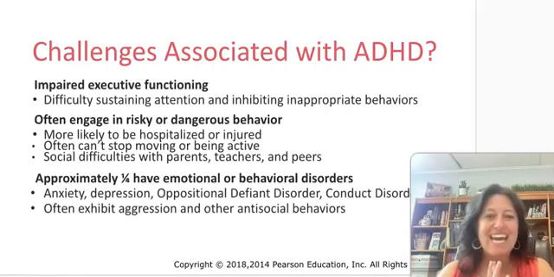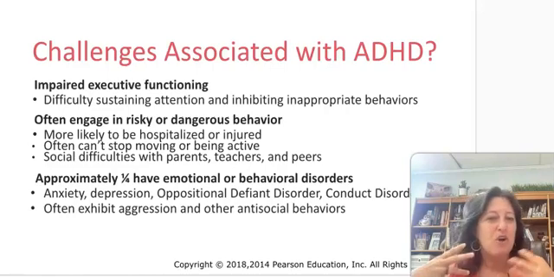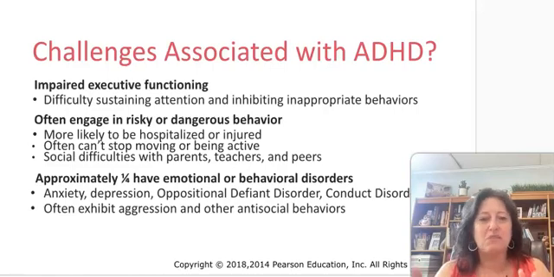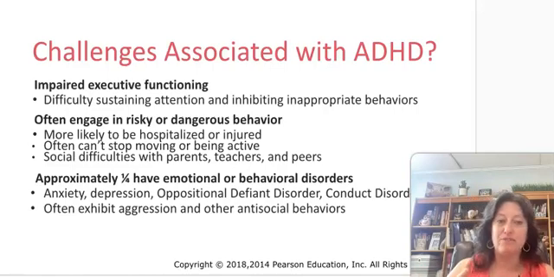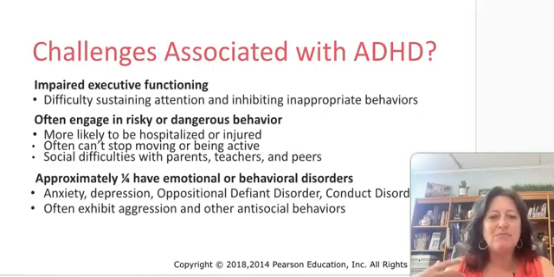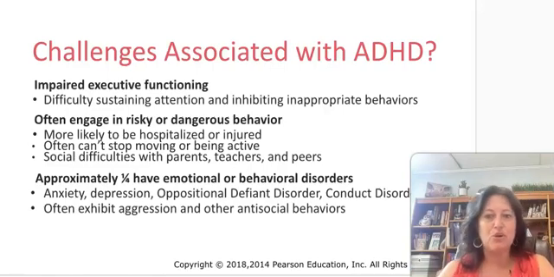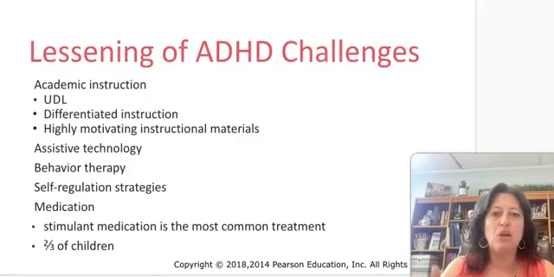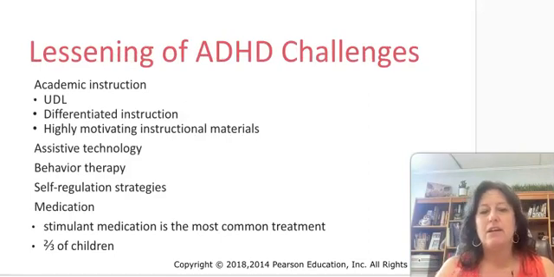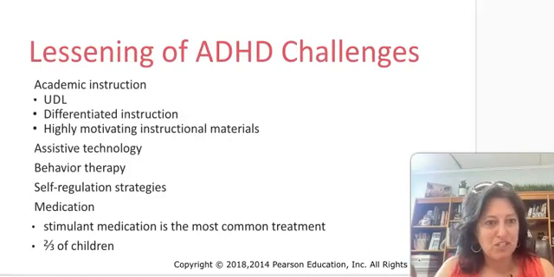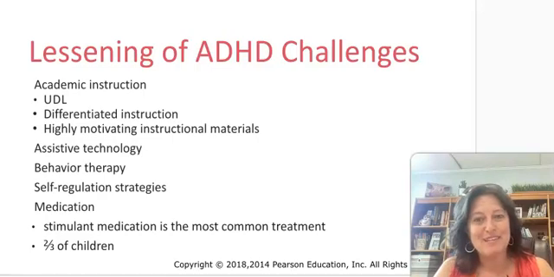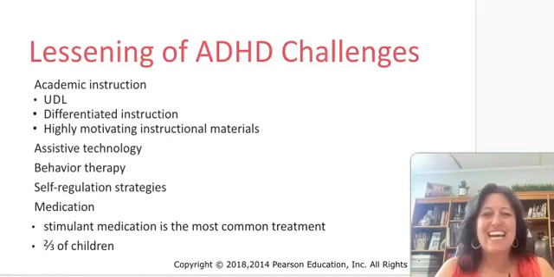They're amazing. So approximately 1/4 also are going to have emotional or other behavior disorders as well. And this can be anxiety, depression, oppositional defiant disorder, and sometimes they can exhibit aggression or other antisocial behavior. So what can you do as a teacher? Number 1, I bet you didn't guess this one. Universal design for learning. Again.